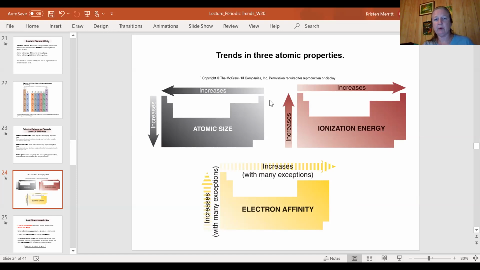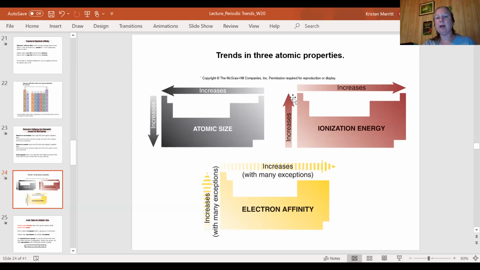Your atomic size follows the same trend. This is written in reverse. Increases, increases, or you could reverse these arrows and say, just like this, your size decreases going up and decreases going to the right. Gets smaller as you go to the right, gets smaller as you go up. The ionization energy is the opposite.